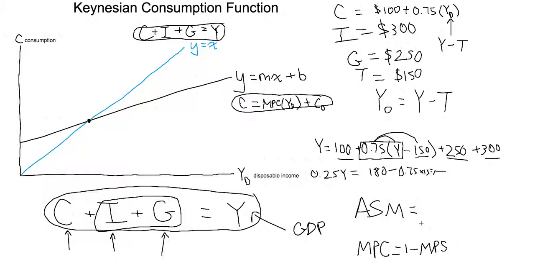Basically, we're using the MPS here, so it basically means whatever isn't saved is going to be consumed, and that's going to trickle down. So the MPS is basically going to be used in this equation to provide the magnitude of the change in the spending multiplier.